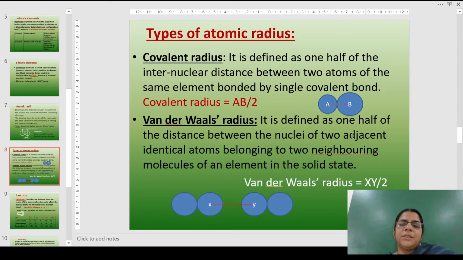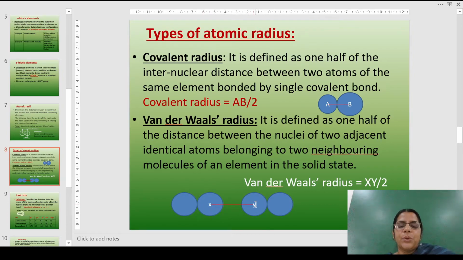Please note this. This is for the two adjacent identical atoms belonging to two neighboring molecules of an element, and this is in solid state. Now you can see two atoms here. This is two molecules here. This is one atom of this molecule and this is the other atom of this particular molecule.